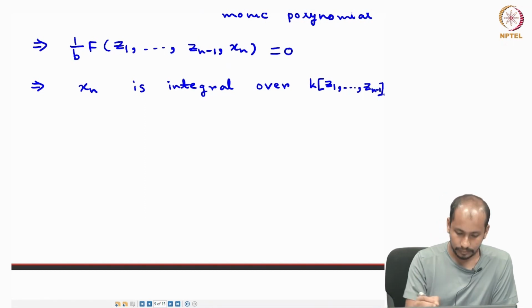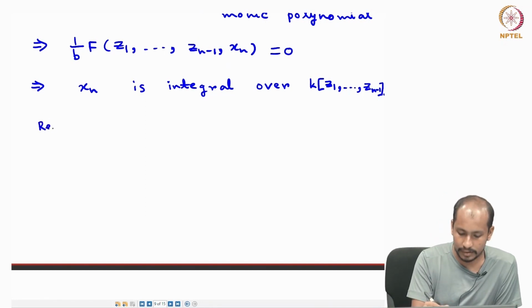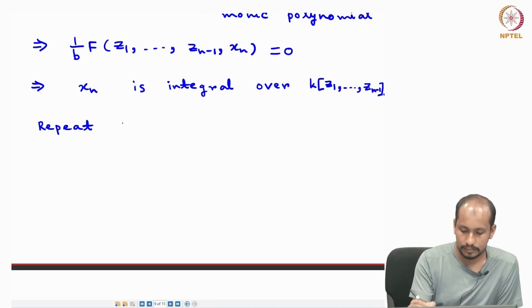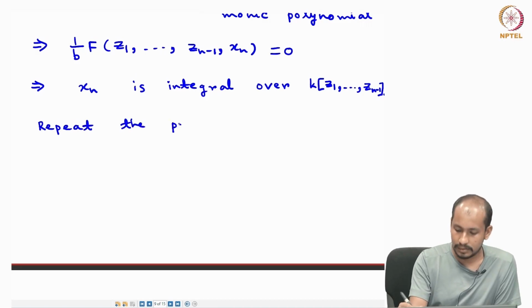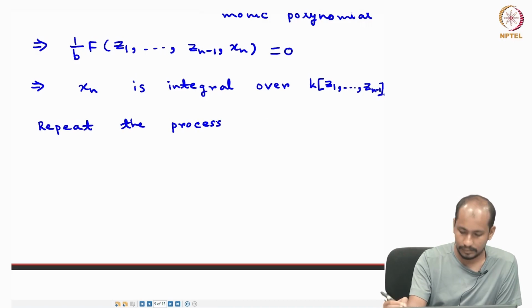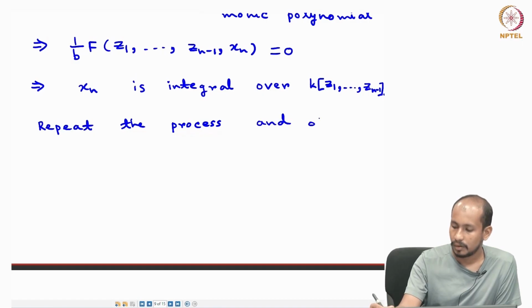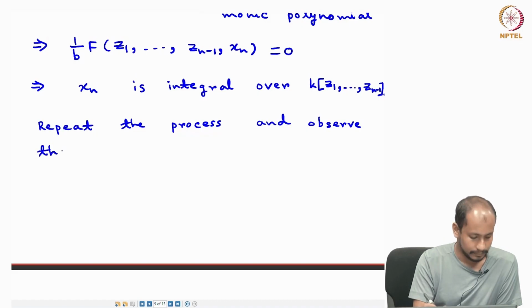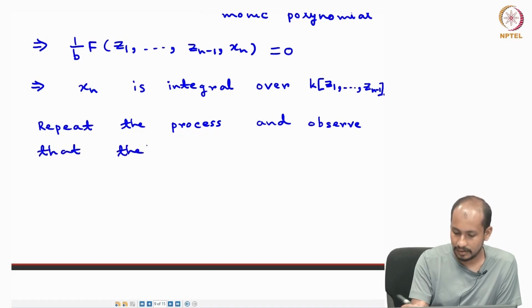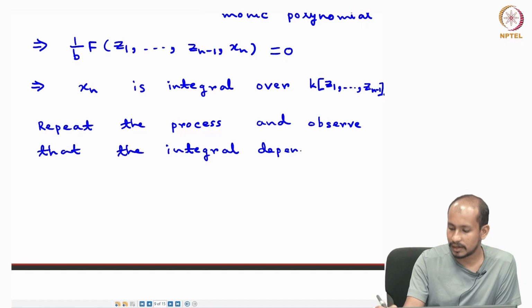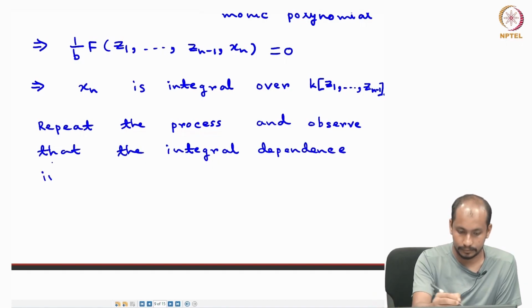Now, if we repeat the process, observe that integral dependence is transitive.